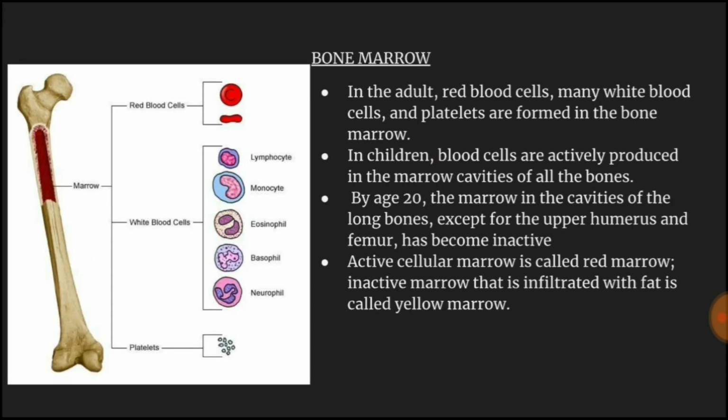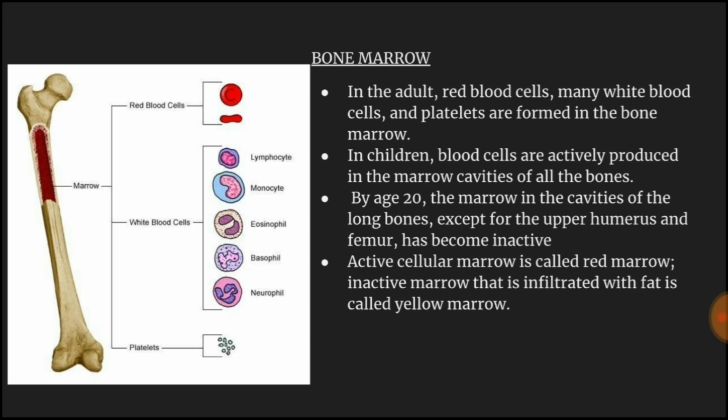Moving to the next one, which is bone marrow. The origin of blood cells is from the bone marrow. So what does the adult bone marrow consist of? It consists of the cells of RBCs, WBCs, and platelets, which originate from the bone marrow. And in children, the blood cells are produced actively because they are at a very young age and the cells are at a dividing stage.